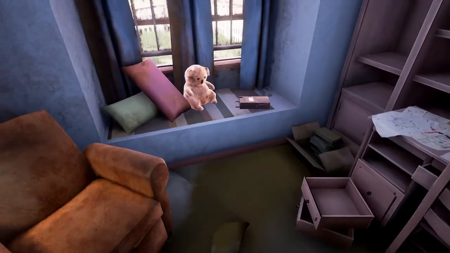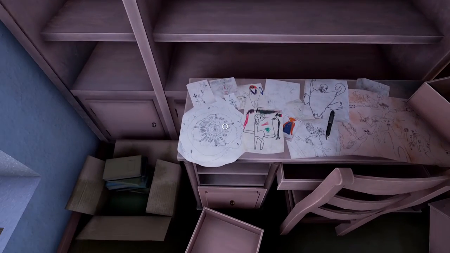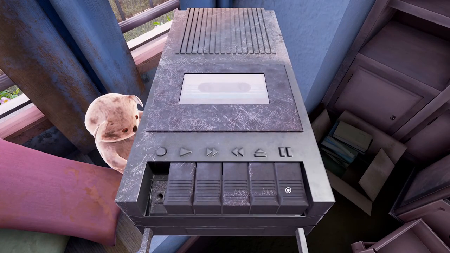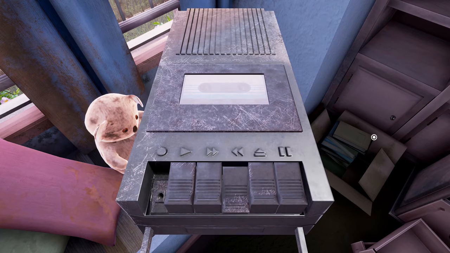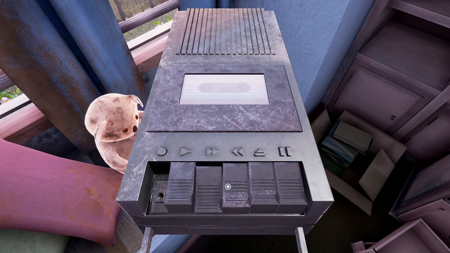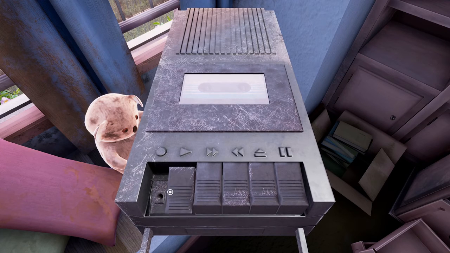Okay, what's over here? Okay, those are just drawings. What's this? Ooh. Okay, push play. Oh wait. Yellow tape recorder. Gotta rewind it first. Ah, there we go. Oops. Rewind it back. Play.